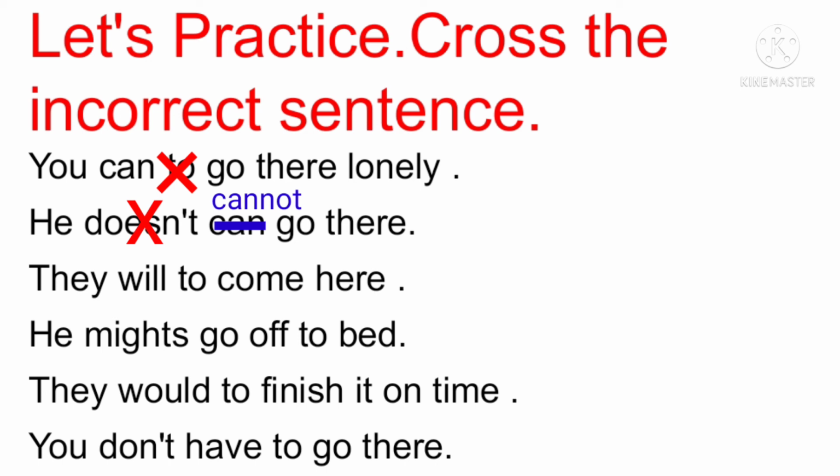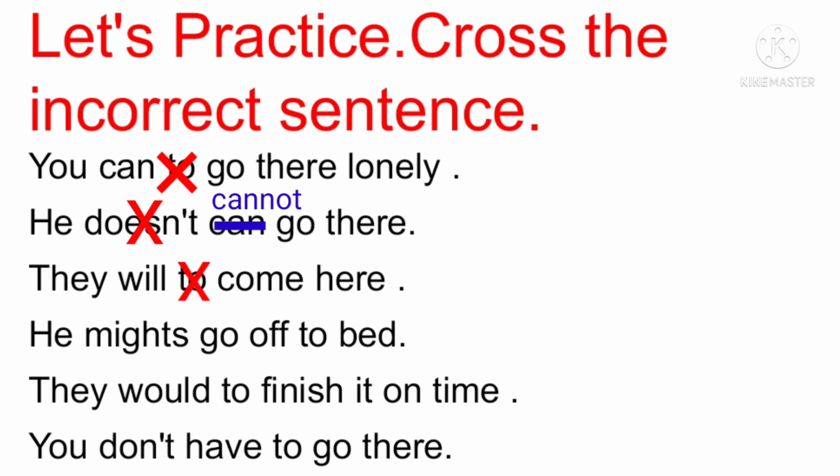Now see the third one: "They will to come here." Here we are using "will." So after "will," can we write "to"? No, we can't. So what is the correct one? "They will come here." Yes.